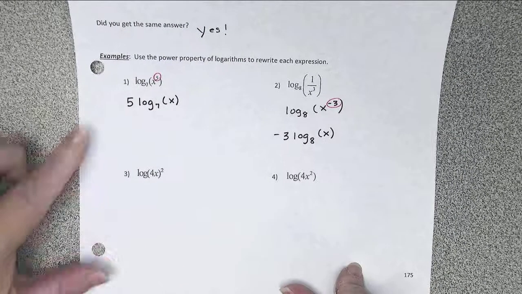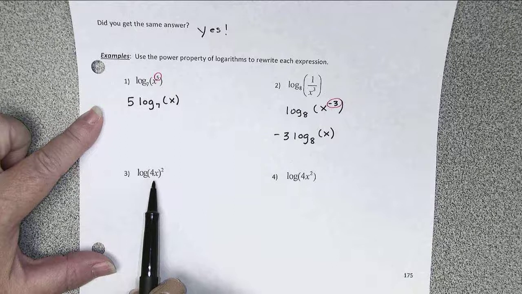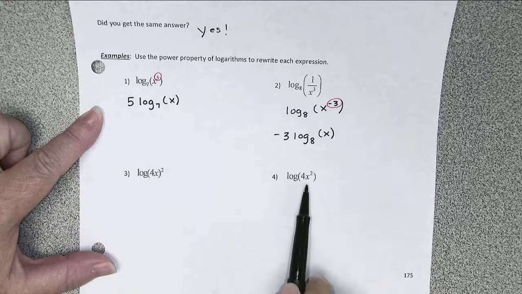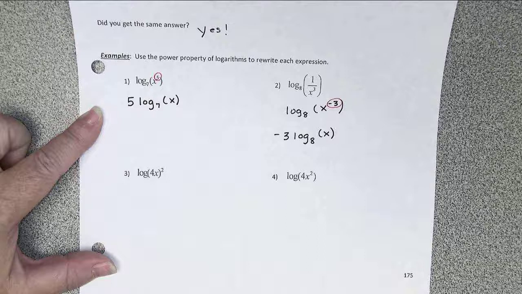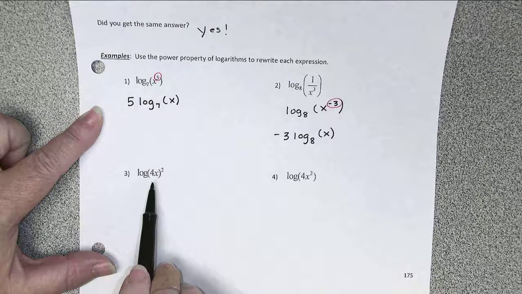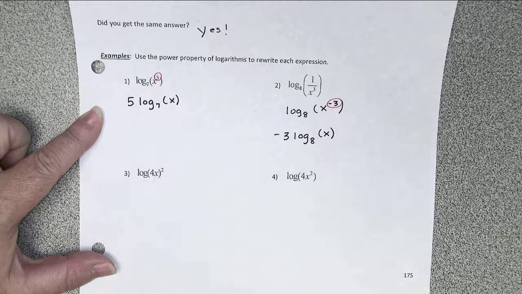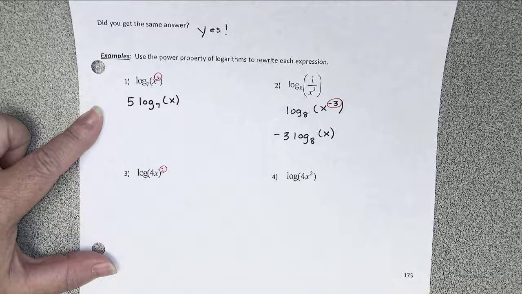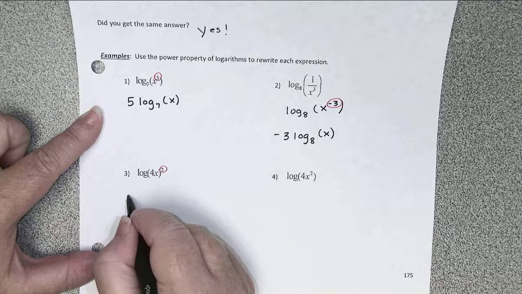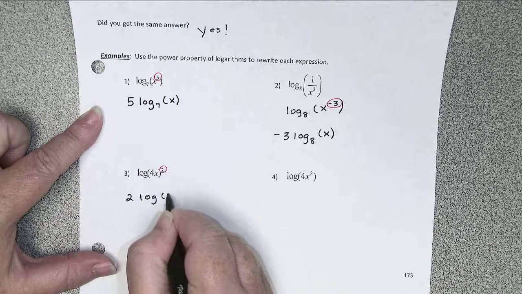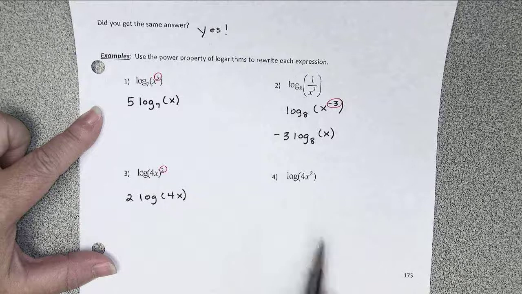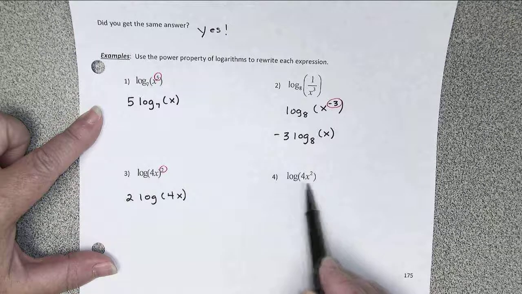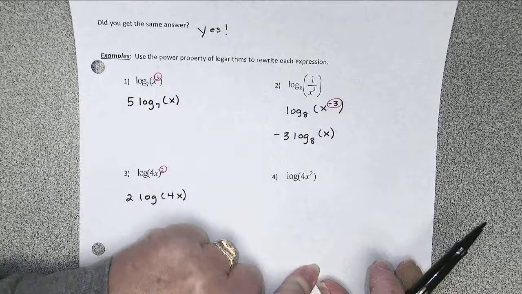Compare numbers 3 and 4 here. Here the entire 4x is squared. Here just the x is squared. This one is already in the form where I can use my power property. This exponent 2 applies to the entire argument, and so the power property tells me I can bring that 2 down in front as a multiplier. Here, I can't use the power property in this form. That 2 does not apply to the entire argument, and therefore the power property does not apply.